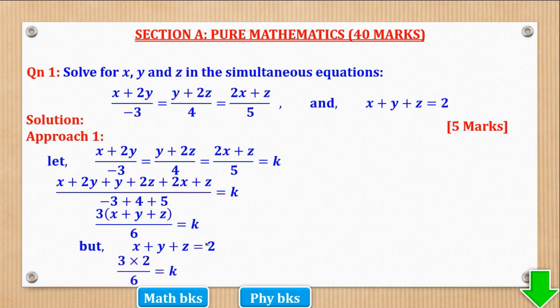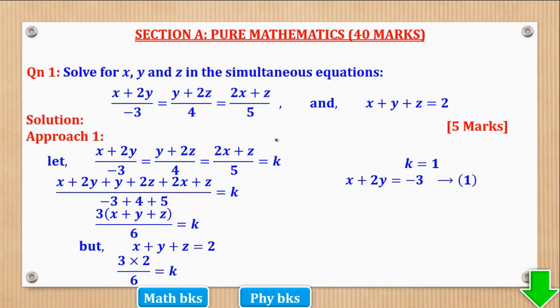So let's do that. So it becomes 3 times 2 over 6. So 3 times 2 is 6 over 6 to give you 1. So the value of k is 1. After getting the value of k, you can now get your 3 equations.